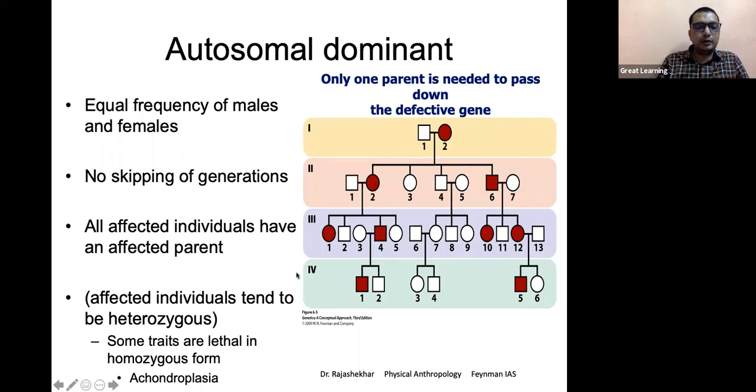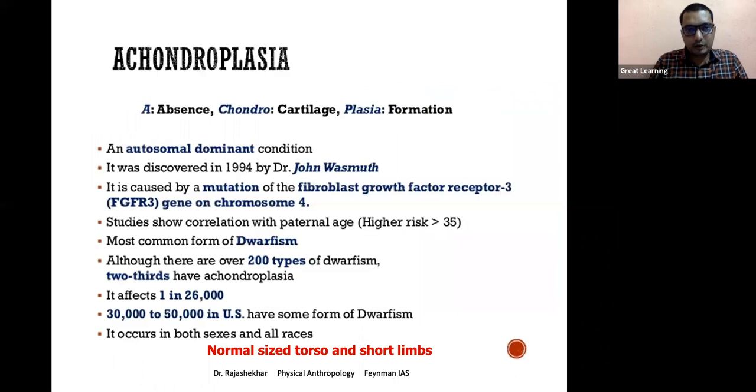I'll briefly tell you about achondroplasia. Achondroplasia is a very common form of dwarfism. About one third of dwarf people are dwarf because of this disease called achondroplasia. Achondro means absence of, chondro means cartilage, plasia means formation. Cartilage is basically the structure that we normally have related to the bone. This part doesn't get formed, meaning they don't have normal bone growth, because of which they tend to be short.